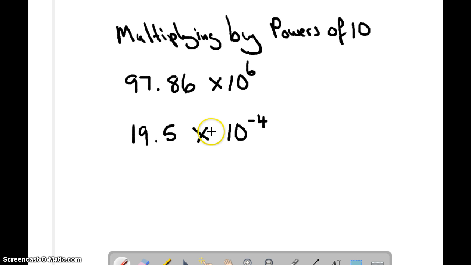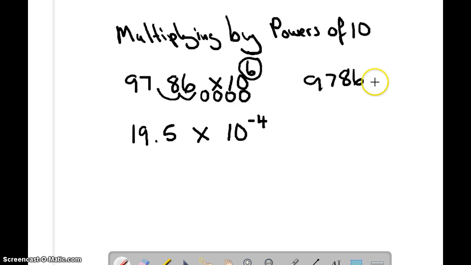All right, so multiplying by powers of 10. If I'm multiplying by powers of 10, this makes your life so easy. We are going to multiply by 10 to the 6, which means my number is going to be bigger. How much bigger? It's going to have 6 more zeros, but we actually have some places here. So I'm just going to move the decimal point 1, 2, 3, 4, 5, 6 places, and I always like to put my places in there.